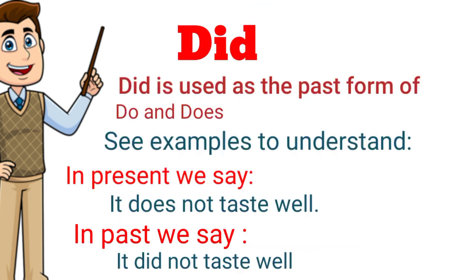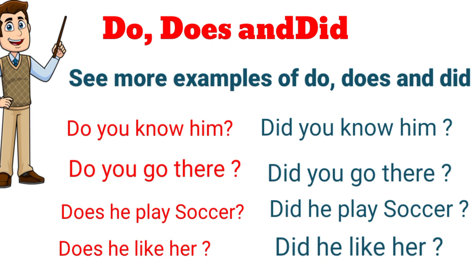Did. Did is used as the past form of do and does. See an example to understand. In present we say it does not taste well. In past we say it did not taste well. So did is the second form of does. Do, does and did. See some examples of do, does and did.